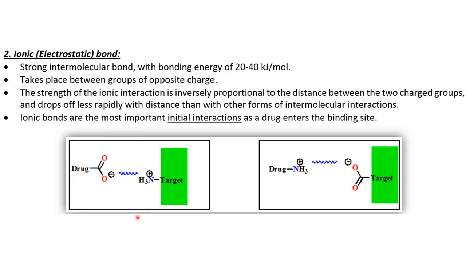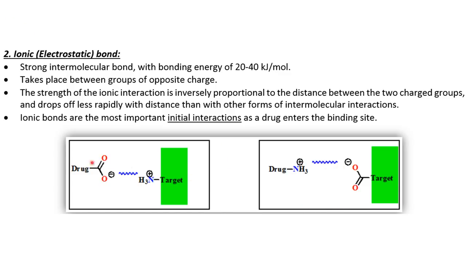For example, if you have an amino acid here with a positive charge on the nitrogen, and you have a carboxylic acid here on the drug with a negative charge, then we know that the bond here is an ionic or electrostatic bond. The opposite can occur here. You might have the positive charge on the drug and the negative charge on the target, for example on an amino acid, and again you will have another ionic bond.